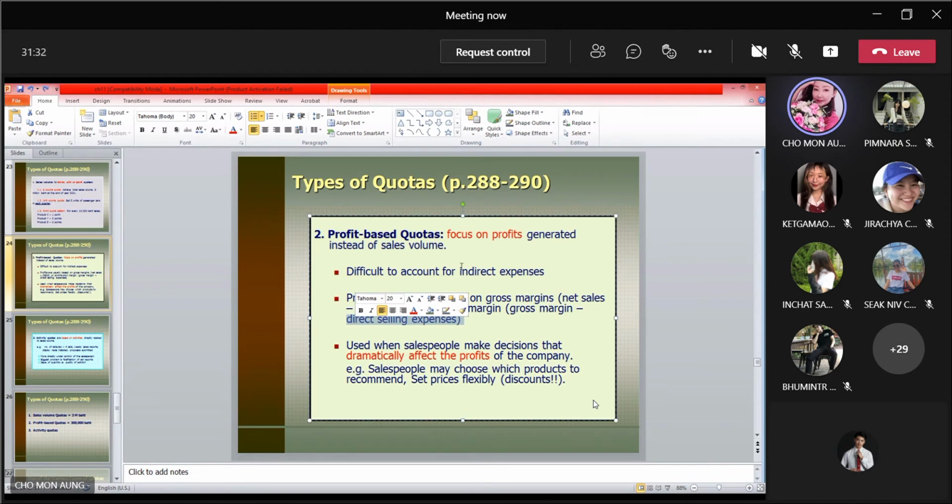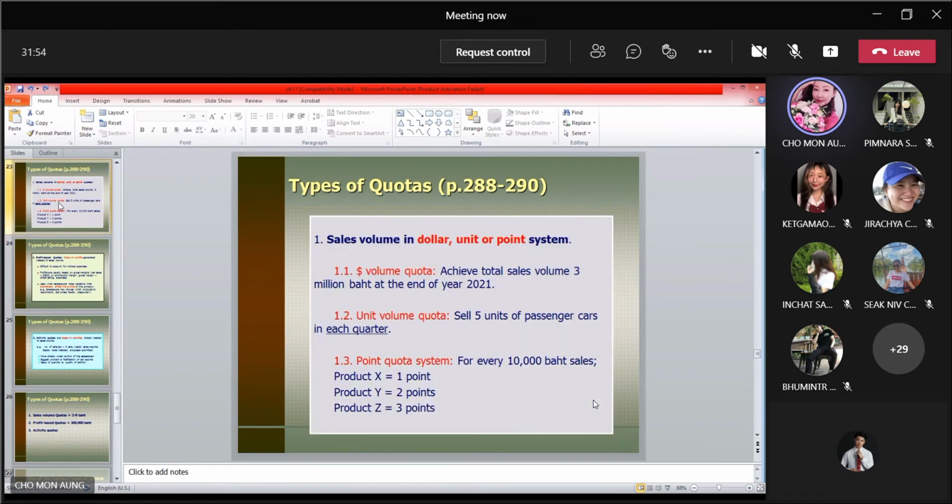Anyway, many companies like to use profit-based quota because they don't want to get the low profit, okay? It is possible that when salespeople find that some products are difficult to sell, some products are easy to sell, they might choose easy selling products to achieve the sales volume very fast if we use volume quota, sales volume quota, right?